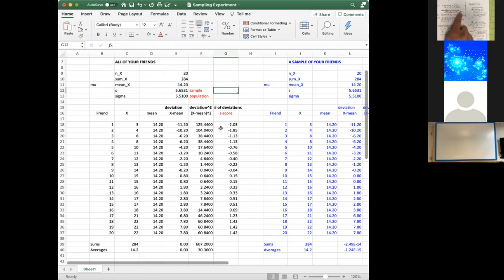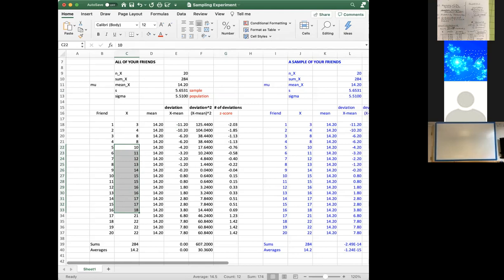What's the normal amount of money your friends have in your pocket? Normal, mean, average, $14.20. This friend with only $3 in his pocket, he is definitely not one of your normal friends. All these people within one standard deviation. Now, I don't mean normal friends like he's not a nice person or he's not psychologically normal. I mean most of your friends have more money in their pocket.